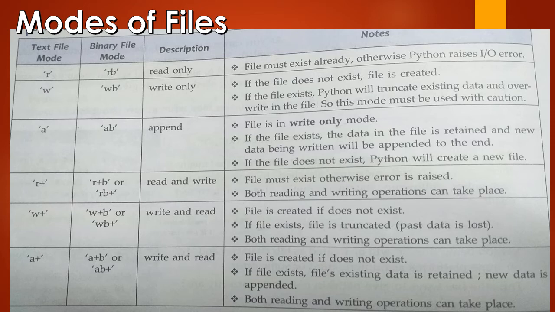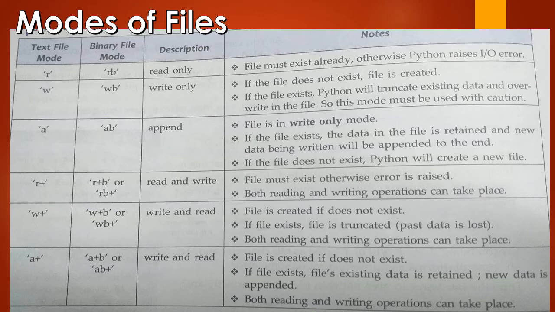A is append mode. AB is the binary append mode. The file is write only. If the file exists, the data in the file is retained and new data being written will be appended at the end. If the file does not exist, Python will create a new file.